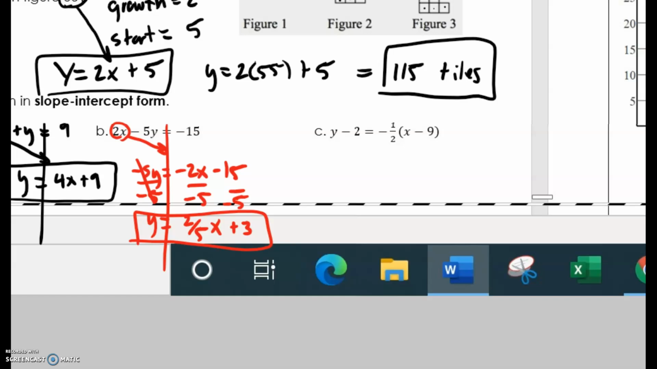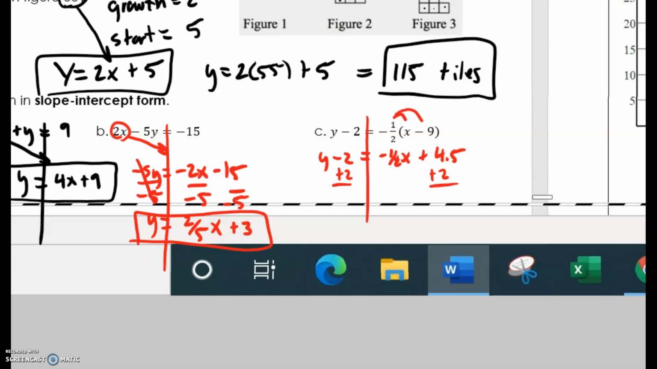Letter C, this one's in point-slope form, and we're trying to change it to slope-intercept. The easiest way is just to go ahead and distribute the number in front of that parentheses. If I do that, I get negative 1/2 x and plus, two negatives make a plus, a half of 9 is 4.5. I still have my y minus 2. All right, well now I want to add the 2 to get the y by itself, and I'm going to add it to the other constant term. So I have negative 1/2 x plus 6.5.